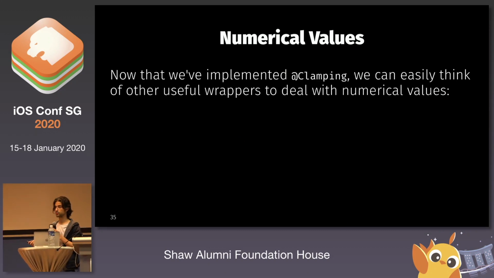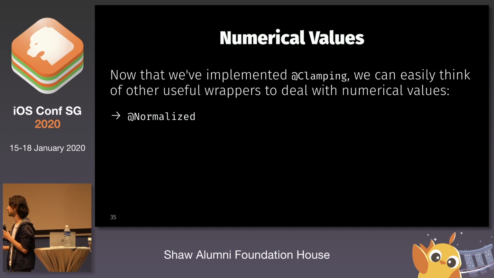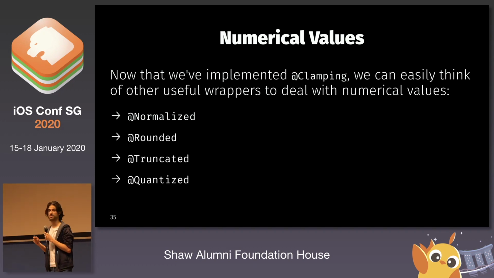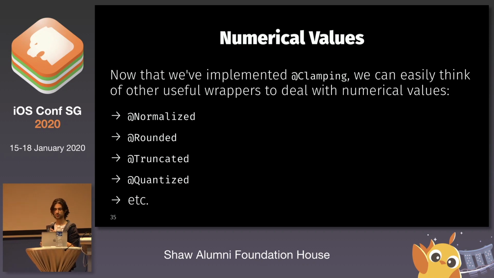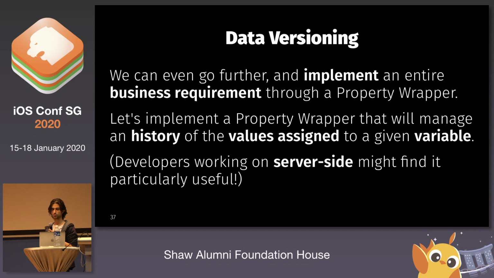So we are able to implement a first wrapper on numerical values. And if we were writing an app that focuses heavily on numerical computation, we could, of course, see many other use cases. For instance, there would be a wrapper called Normalize that would help us a lot. Things like rounded, truncated, quantized, etc. But actually, we can, of course, apply this mechanism to other use cases. Something that can be useful is called data versioning. So now we're going to see how to implement some kind of business requirement for property wrappers.